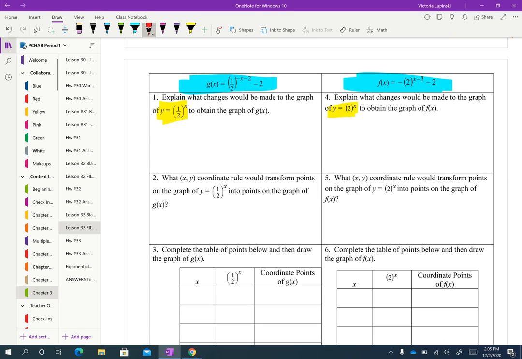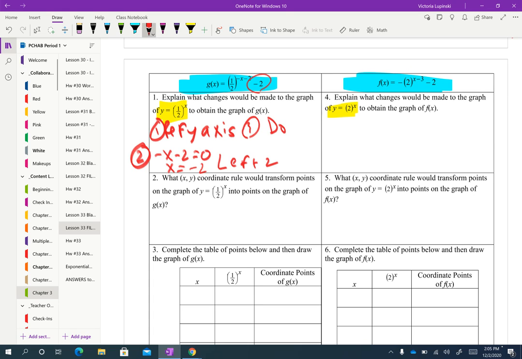So starting with this negative here, this of course means that it's a reflection over the y-axis. In terms of the left and right shift, because of the fact that it's a -x minus 2, you would set that equal to 0. You would get that x is equal to -2, which means left 2. And then finally, the big -2 on the outside would, of course, mean that you shifted down 2.